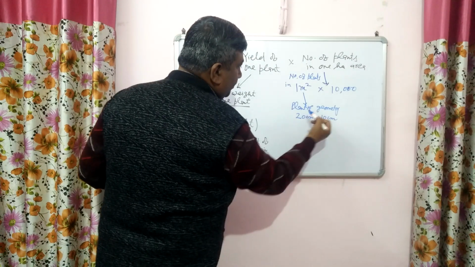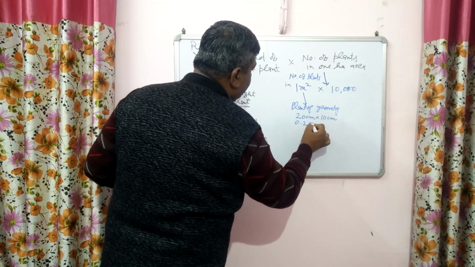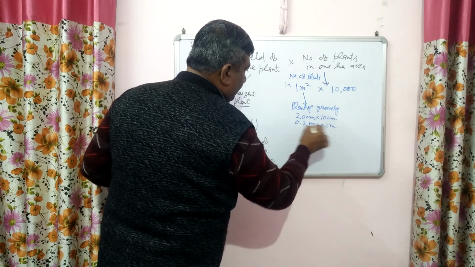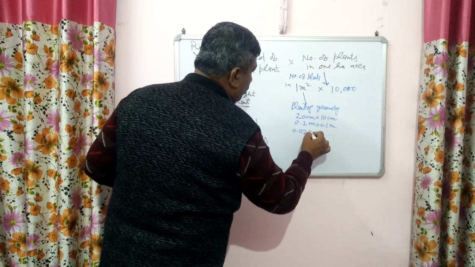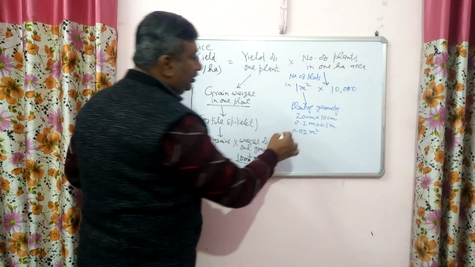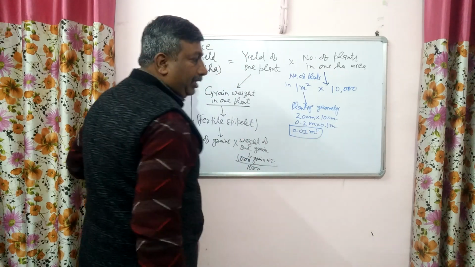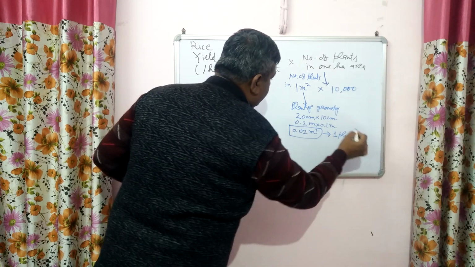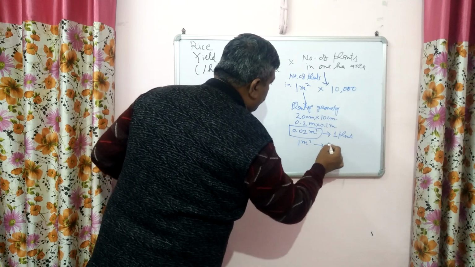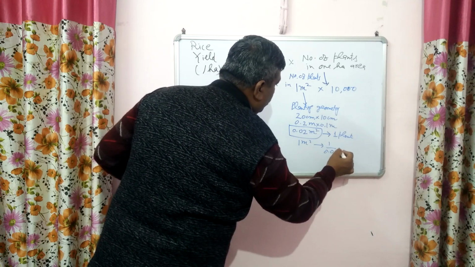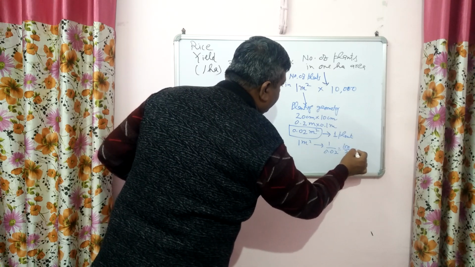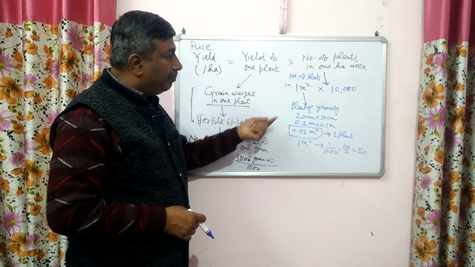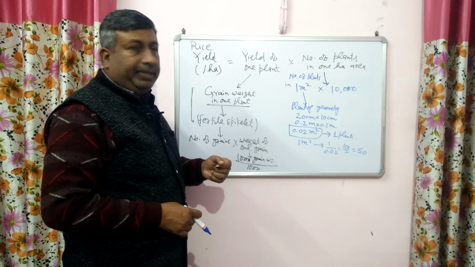First convert it into meter, 0.2 meter into 0.1 meter. So it is 0.02 square meter. Okay, so this is the geometry, 0.02 square meter. In 0.02 square meter, how many plants? 1 plant. So in 1 square meter area, 1 upon 0.02, that is 100 upon 2, that is 50 plants. So with the help of planting geometry, we can calculate how many plants are there in 1 square meter area.